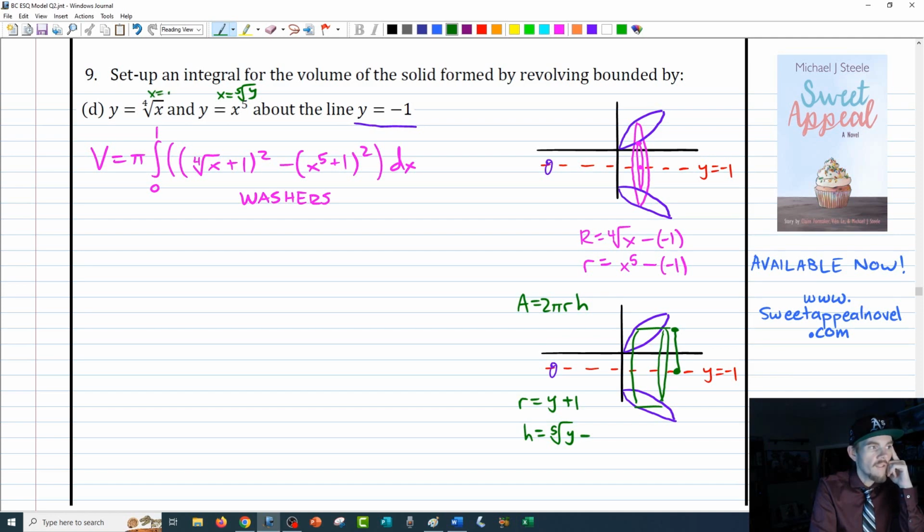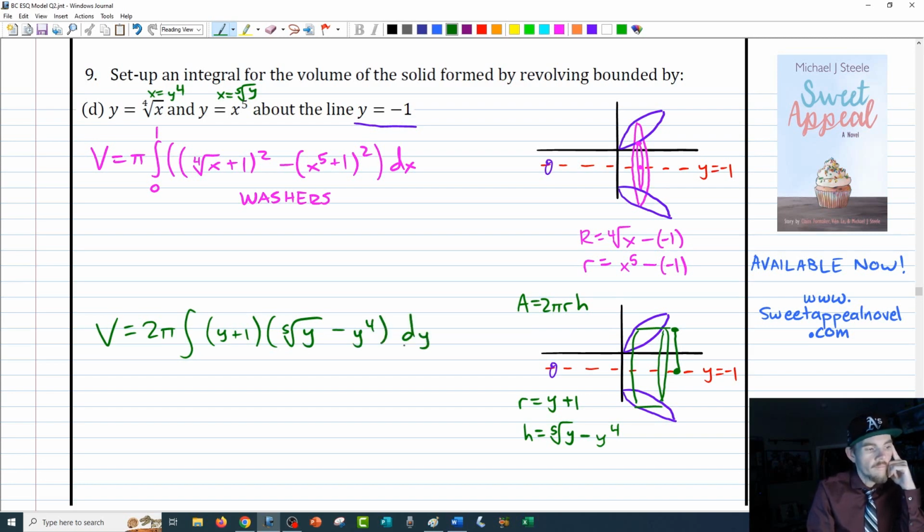This will now be x equals y to the 4th. So we'll have that portion. As far as our volume then, we'll have our volume as 2 pi times the integral of, our radius will be y plus 1, and our height will be the 5th root of y minus y to the 4th, dy. As far as our limits of integration, they intersected at the points 0, 0, and 1, 1. So this will also run from 0 to 1, albeit in terms of y.